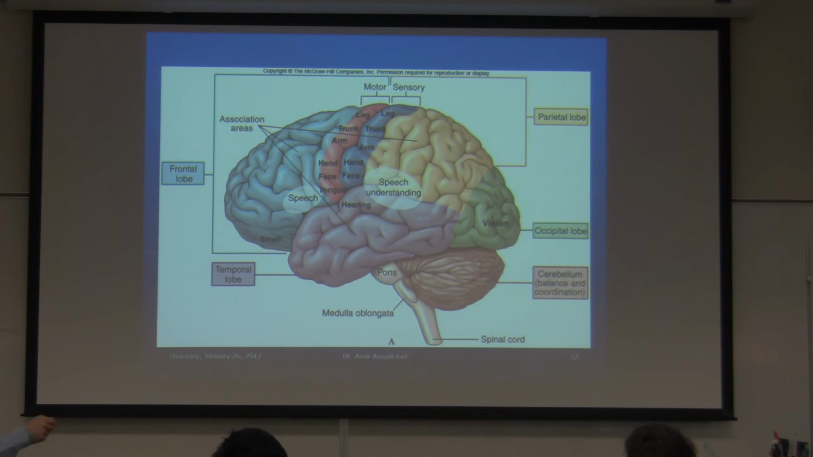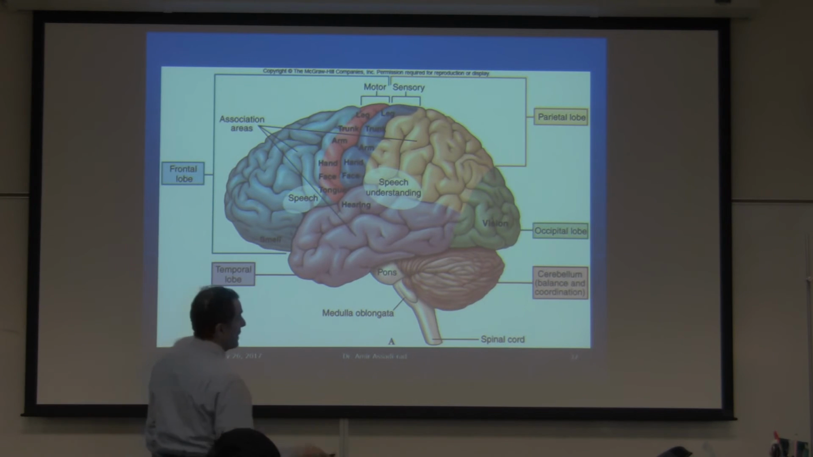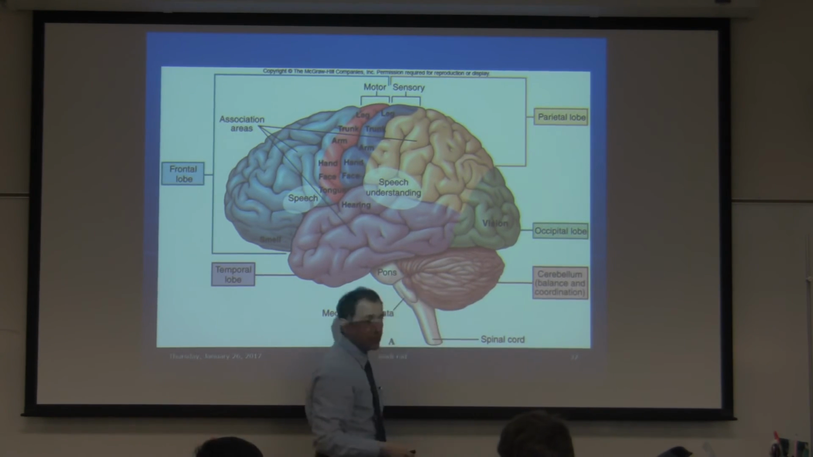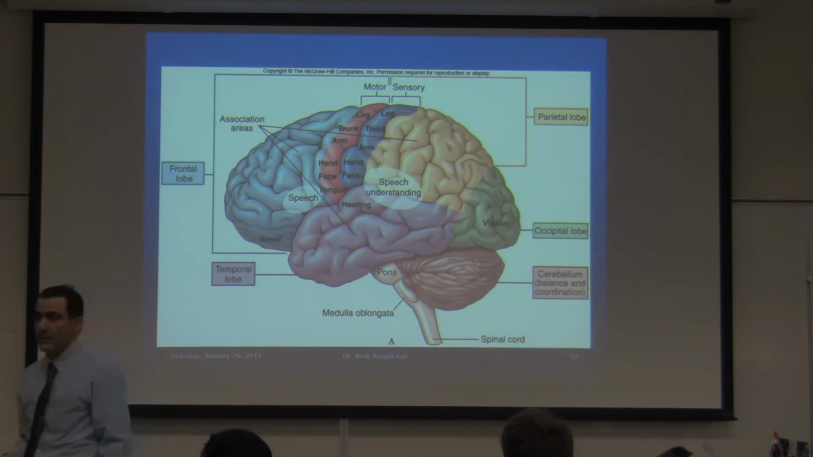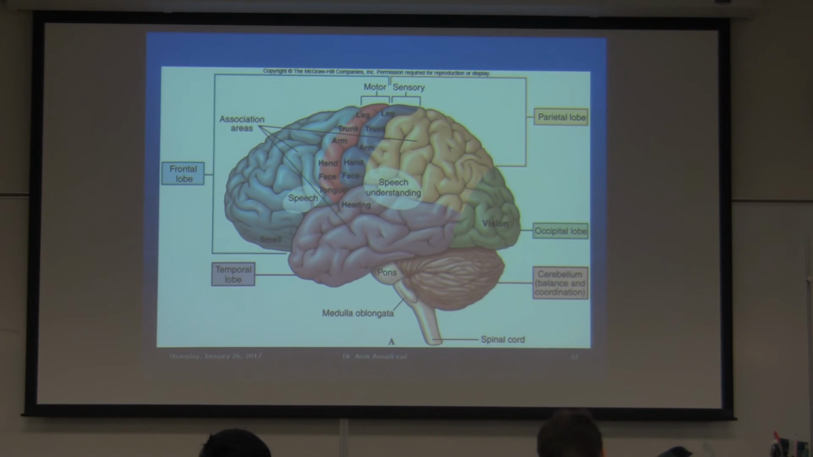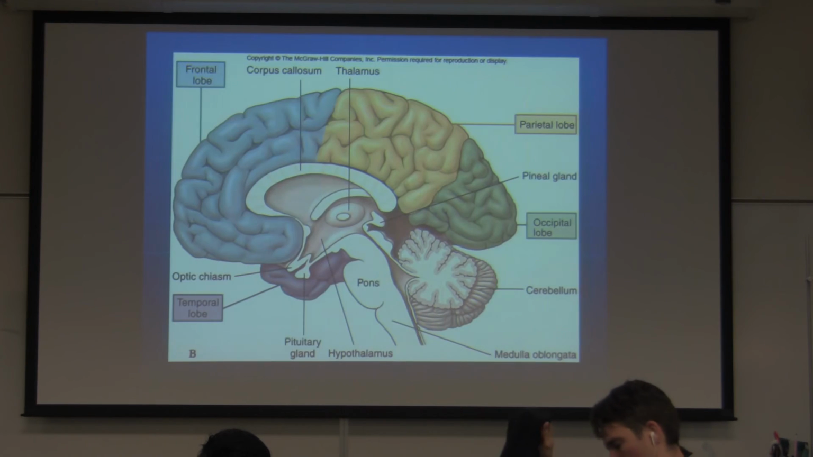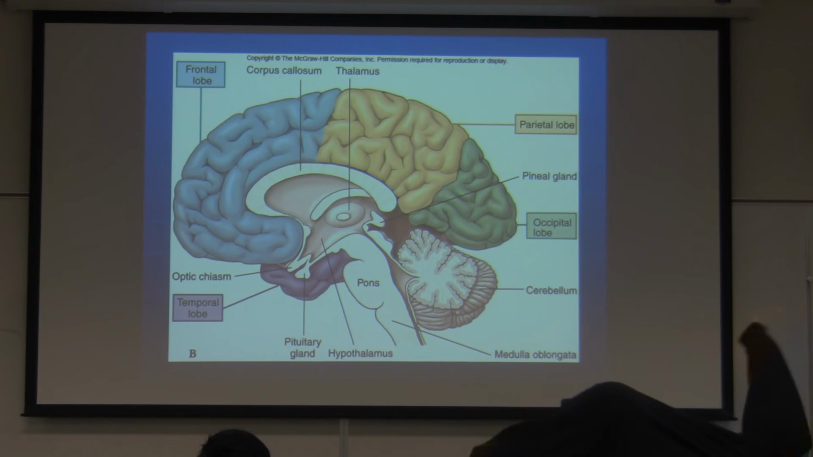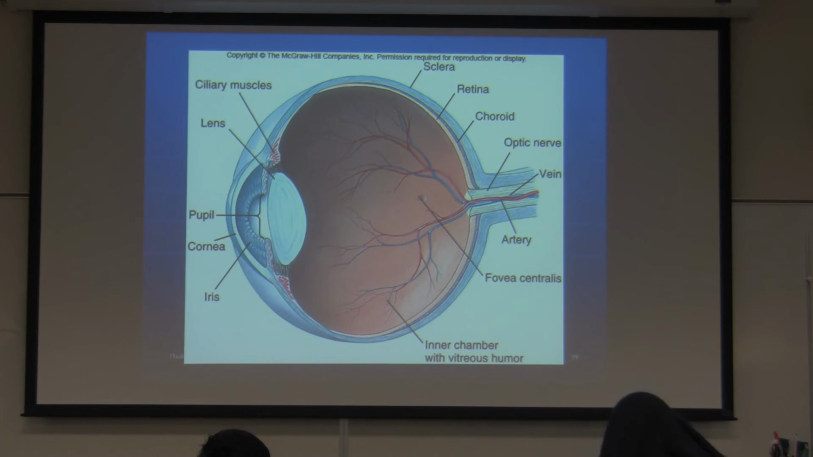So parietal is motor and sensory, and that's about it. Speech, and then pons, and cerebellum, definitely know something about the cerebellum: balance and coordination. It's all part of the cerebellum. Okay, and of course we could talk about the brain for the whole entire semester, but we have to move on.